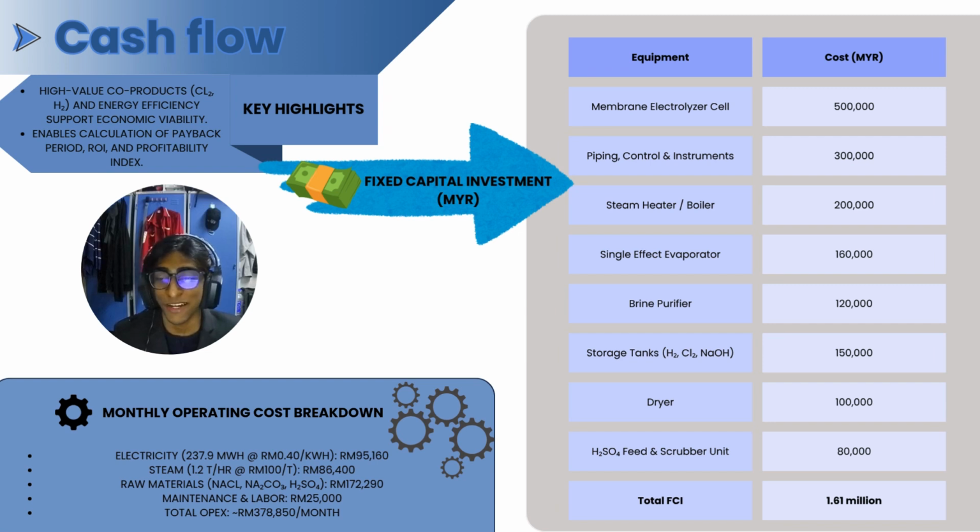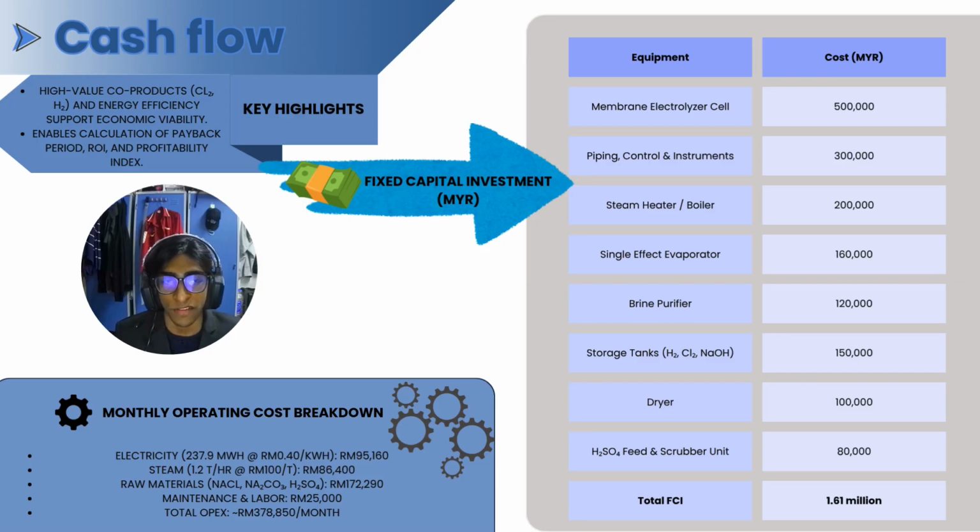Hello and Assalamualaikum. My name is Ahmad Daniel, and today I'll be talking about cash flow. To evaluate the financial feasibility of the chlor-alkali membrane cell plant, we began by analyzing both capital and operating expenditures. The economic appeal of this process lies not only in the production of sodium hydroxide, but also in the generation of high-value co-products like chlorine and hydrogen, all of which contribute to overall profitability.